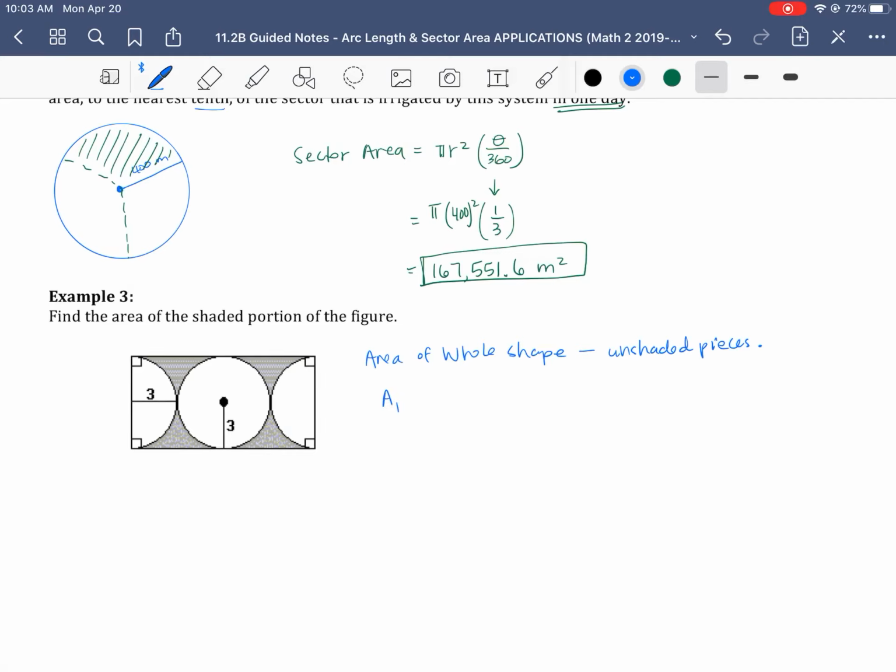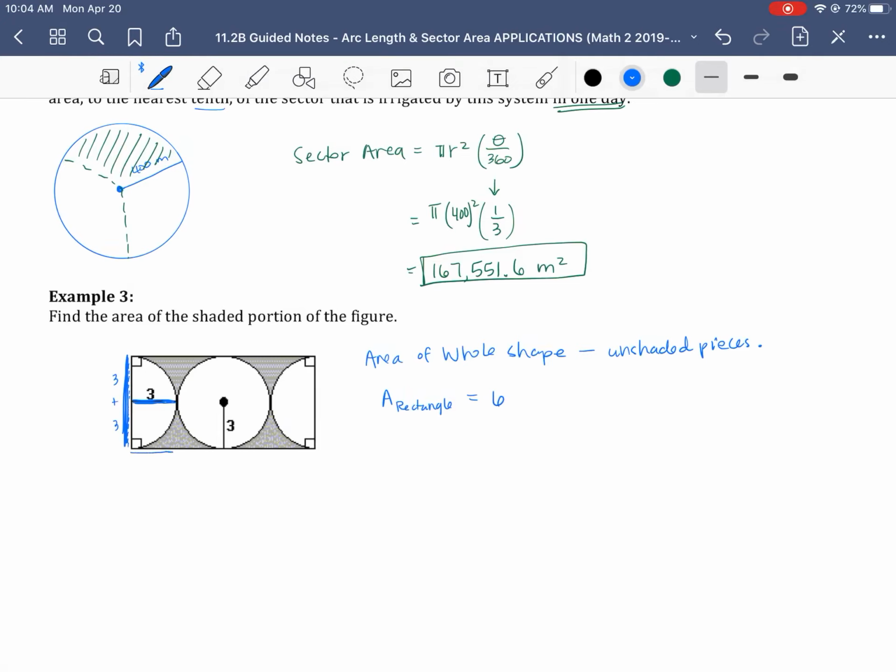Okay, so the area of the whole shape, again, this is the area of the rectangle. Okay, so the area of the rectangle is length times width. So it doesn't necessarily label that for us, but notice that the radius of this circle right here is 3, which means that the radius of the circle right here is also 3. Radius right here is also 3. So we know that the height of this rectangle is 3 plus 3. It's going to be 6. So we're going to do length times width, or in other words, height times the length down here.